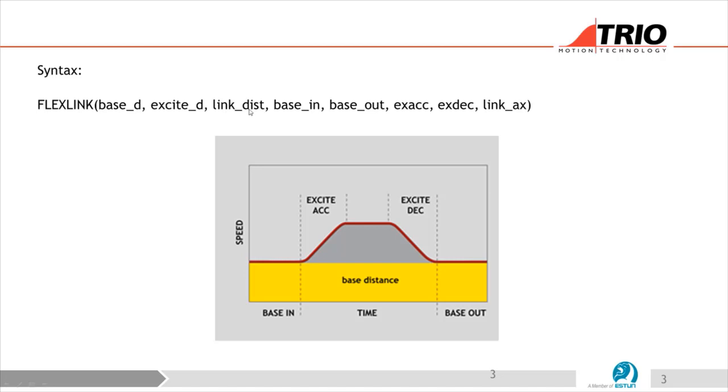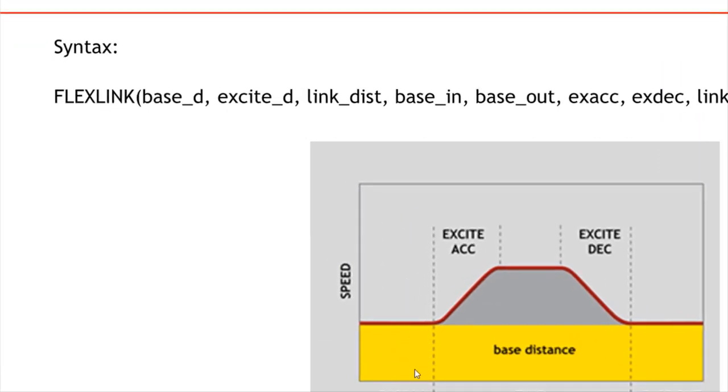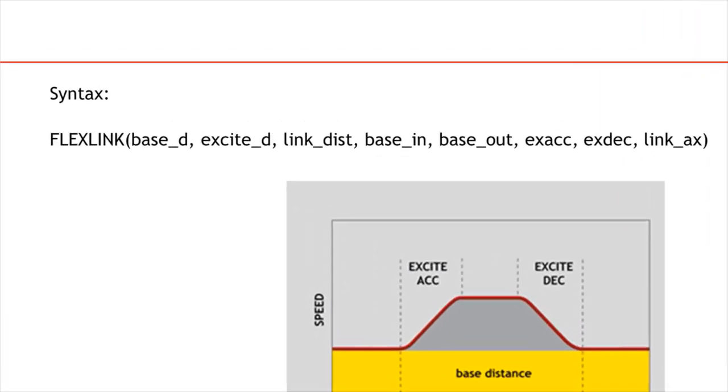Then we have the link distance, so that's the distance on the master, similar to the move link. And then we have some things called base in, base out, exac and xdec, and they cover the areas shown in these boxes here. So the base in is this yellow area before it starts to accelerate, and the base out is likewise on the other side. The excitation acceleration is the ramp here, and the deceleration is the ramp here. They have an S profile, so they're always smooth accelerations and decelerations as well.